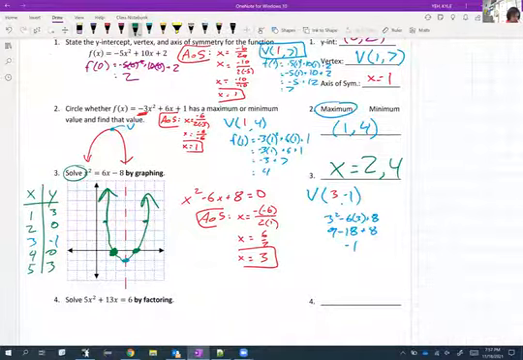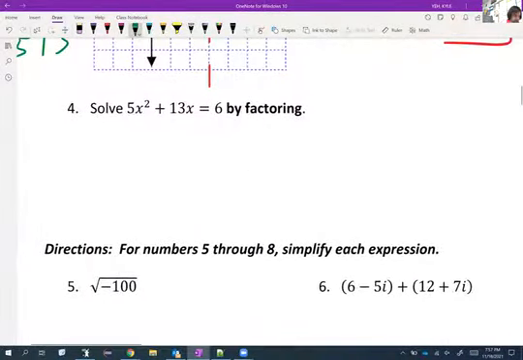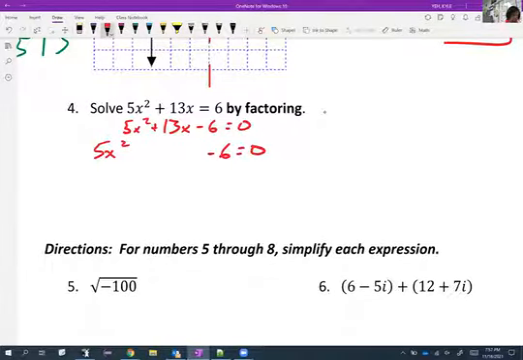How about number 4, solve by factoring? I know that the first stage in factoring is make sure everything equals 0. So I'm going to move some stuff over. So 5x squared plus 13x minus 6 equals 0. And because I have that 5 as my a value, and I can't pull it out, it doesn't go into everything, this is going to be a grouping problem. I know I've got my 5x squared. I know I've got my minus 6 equals 0.